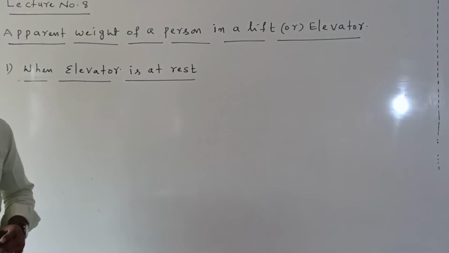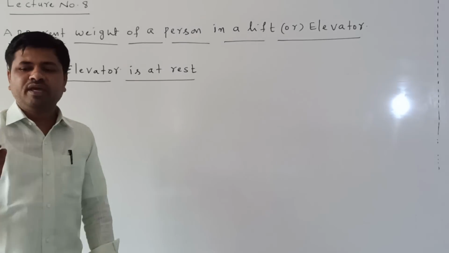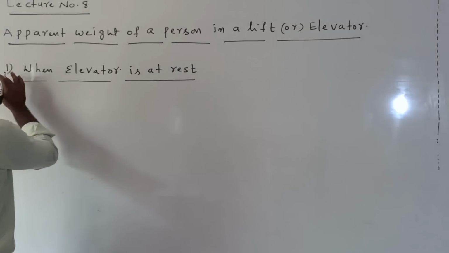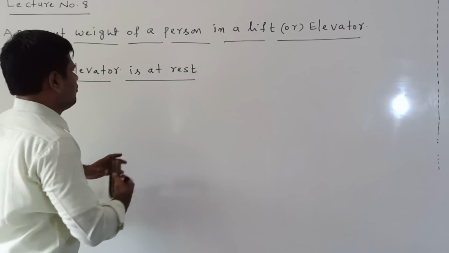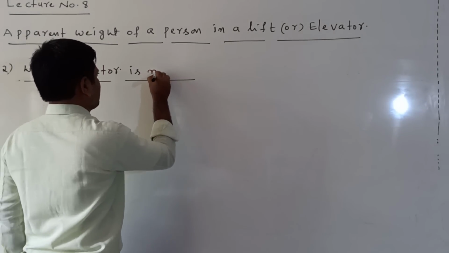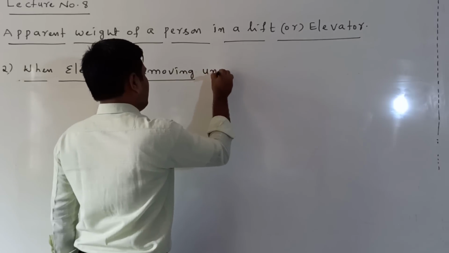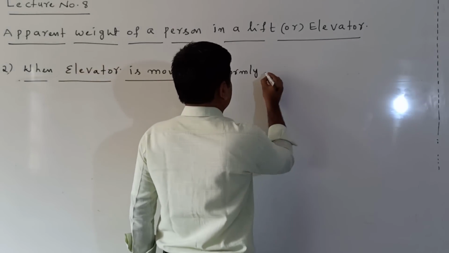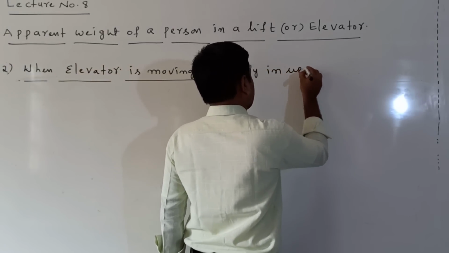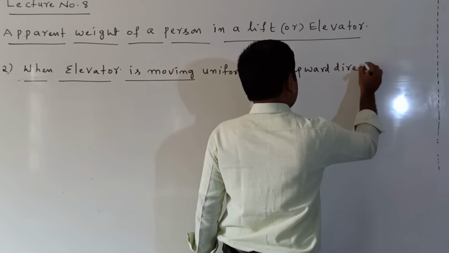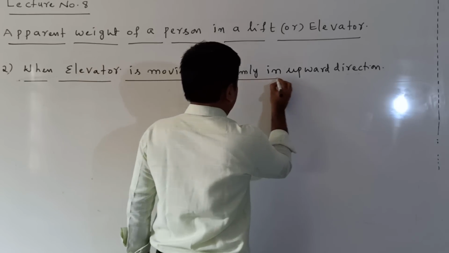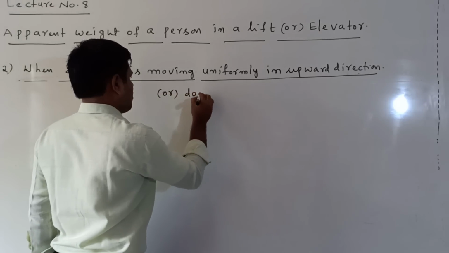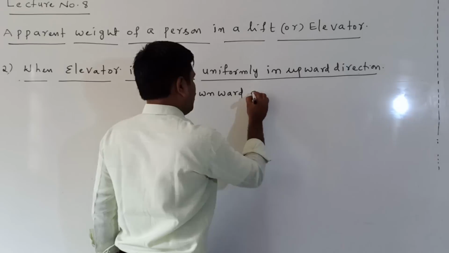Next we will discuss the second case. What is the second case here? The elevator is moving uniformly in the upward direction or downward direction.